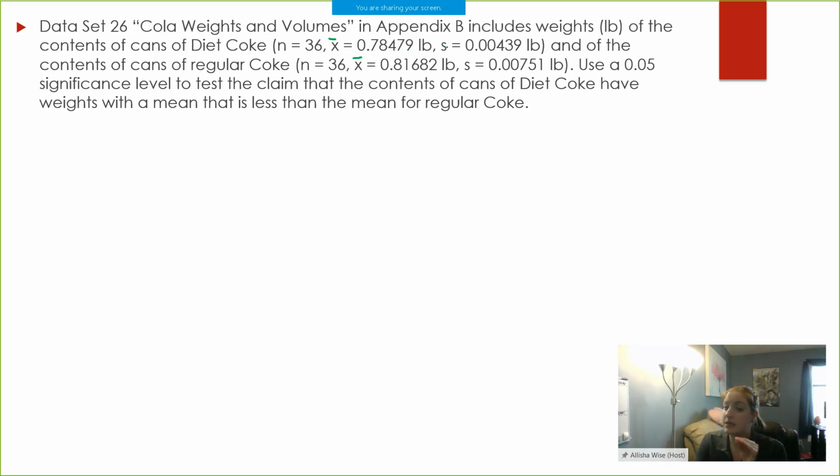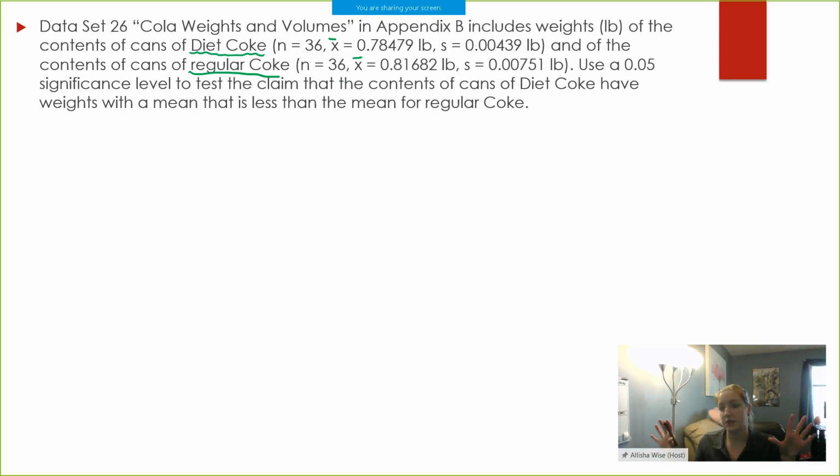Now the sample standard deviation for the Diet Coke was 0.00439. A very, very small number. That's okay. We'll type it into Excel. It'll take care of it. Now that was the first group, Diet Coke. The second group was regular Coke. So there are two different groups, and they're both independent of one another. They actually have the same sample size, but that's just a coincidence.